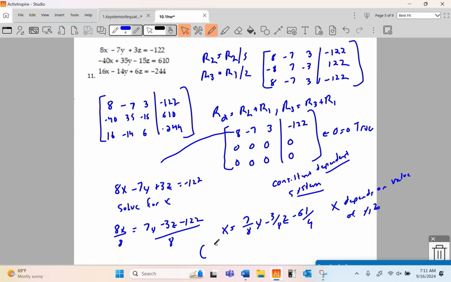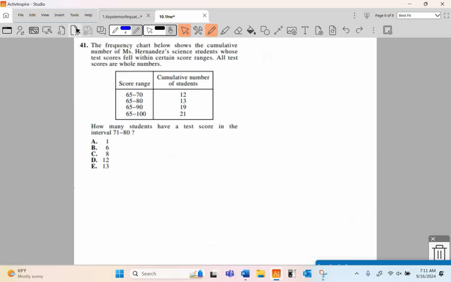As an ordered triple, it'd look really funny. 7/8 y. And this is the x spot in the ordered triple. So the first position here, this is the value of x. It depends entirely upon the values of y and z. It's interesting. You're actually dealing with the intersection of 3 faces or 3 sides from geometry. Good luck comprehending that. Anyways, on to ACT stuff.